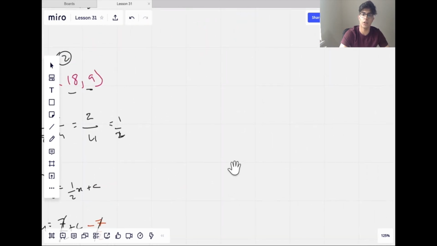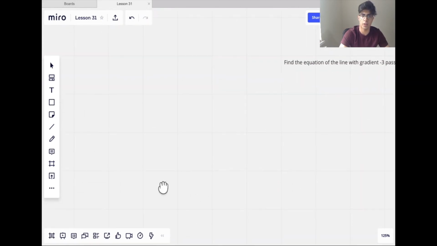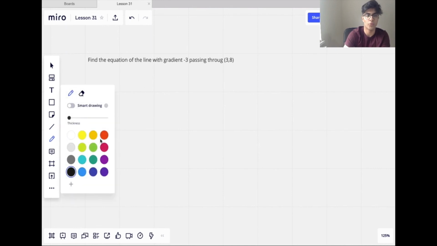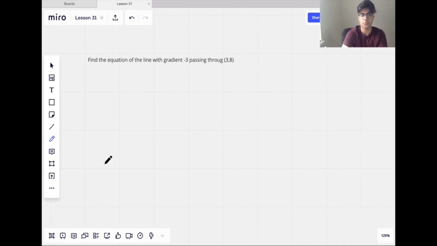Now let's move on to another kind of question that comes up. Find the equation of the line with the gradient minus 3 and that passes through this point. Okay, well, this is a bit easier than the previous question. Because they've already done the gradient for us, we just have to do steps 2 and 3. So why don't you pause the video, give this one a shot and see what happens.